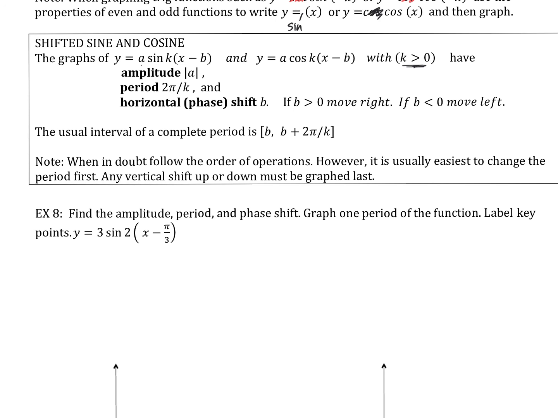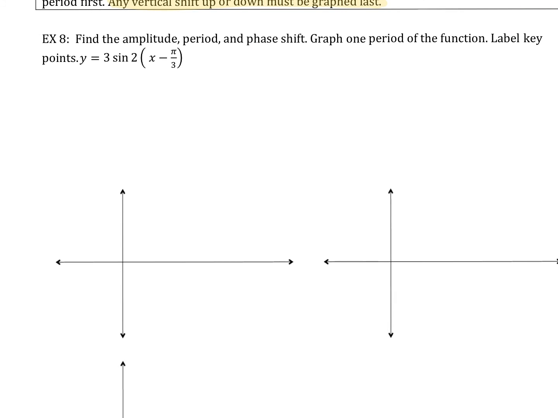Alright, so when in doubt, follow the order of operations. However, it is usually easiest to change the period first. Any vertical shift up or down must be graphed last. So vertical shifts up or down, graph that last. Let's take a look at example 8. Find the amplitude, period, and phase shift. Graph one period of the function and label key points.